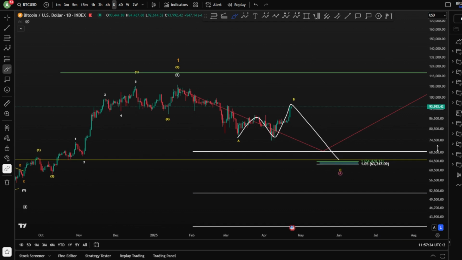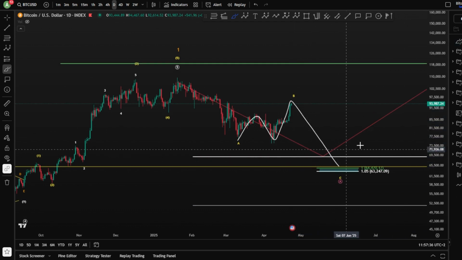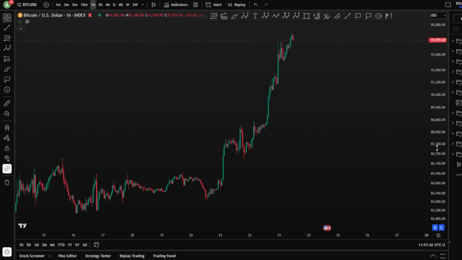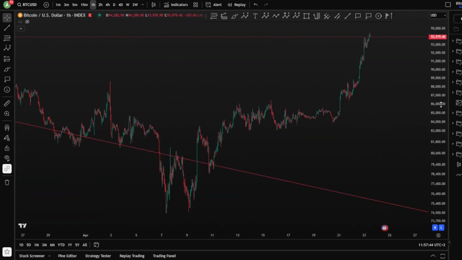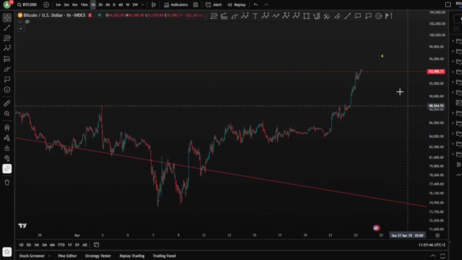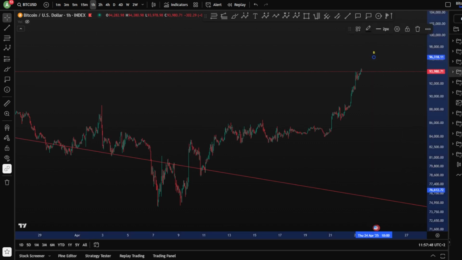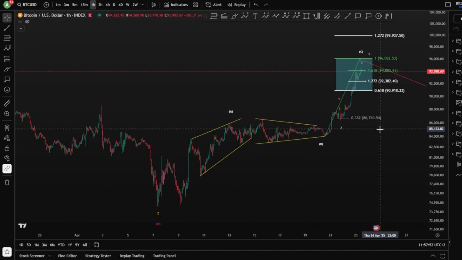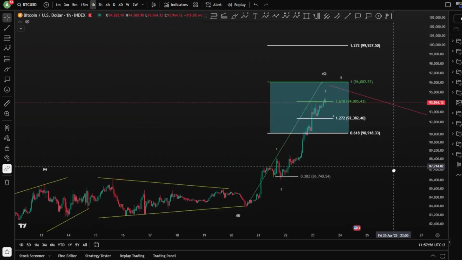We might see this one more time again. So these are the scenarios in a bigger view. I hope that it is a little bit clearer when we take a look at the bigger view also. Now, inside the 1 hour chart here, what we are looking at is the following scenario. We are in an ABC. This wave C is still unfolding.